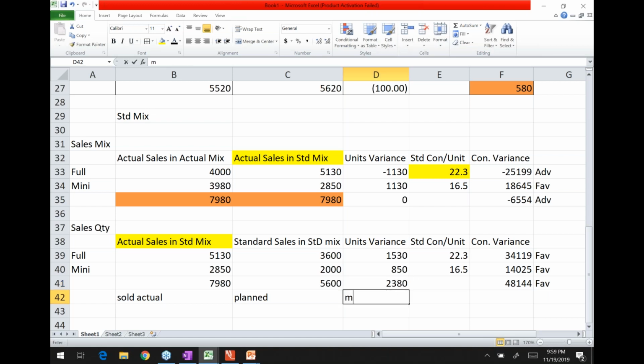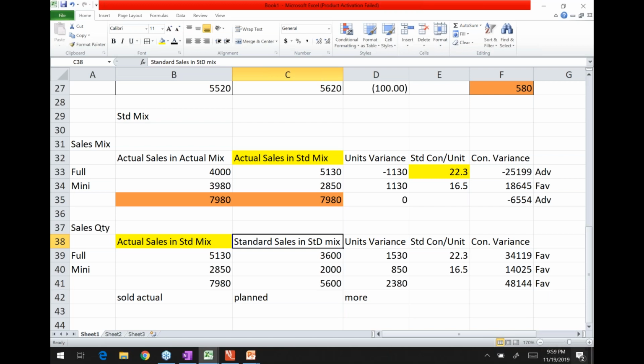So this will never be zero. More units sold. So it's quantity versus quantity. Look at the bottom figures, 7980 actual, budget 5600. More units sold means what? Favorable. So this is favorable because we have sold more units. Are you getting the point? So mix highlights the mix difference where the actual sales remain the same. Are you seeing here? Quantity variance reflects the quantity difference as you see here, and the mix remains the same.